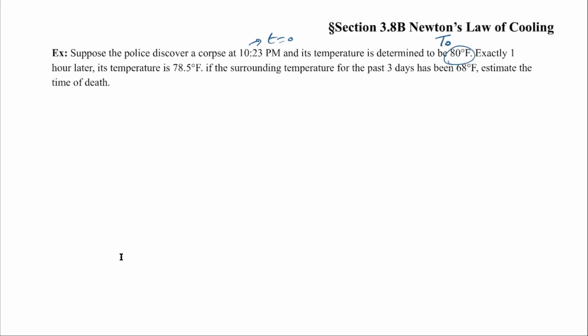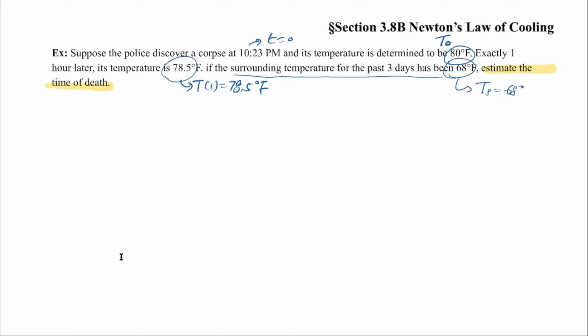So that's important. An hour later, it's 75. So that right there, capital T of 1 is 78.5 degrees Fahrenheit. For the past 3 days, the surrounding temperature has been that right there. So that right there is T sub S is 68 degrees. And more importantly, it says estimate the time of death. How are you supposed to do that?